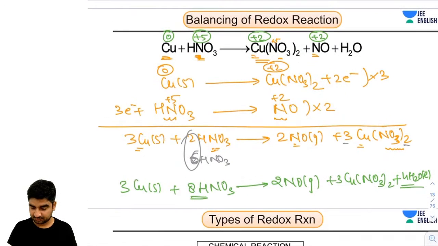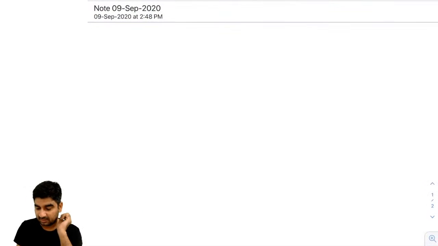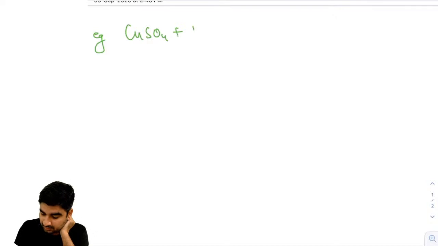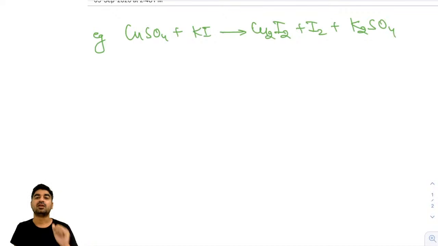Any doubt? Okay guys, so I am giving you one more similar type of problem. Just do it. Let's see how many of you can do it. CuSO4 plus KI giving you Cu2I2. Yes. Balance it guys. Balance it. Yes, Manish, Shivendra, Amy.